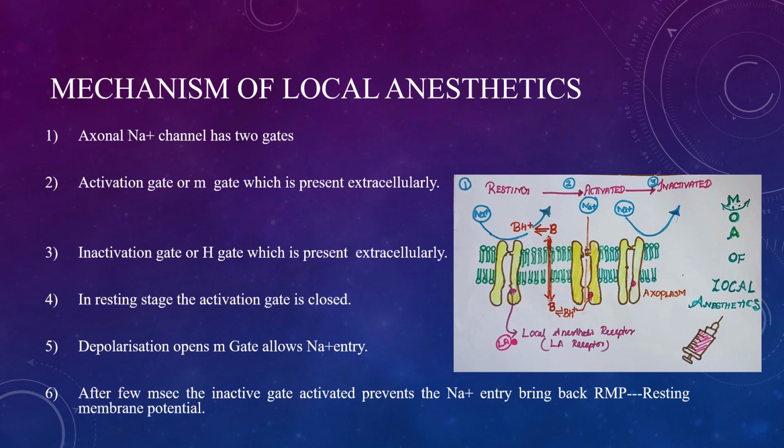Dear students, today's topic we will discuss regarding the mechanism of local anesthetics. So this is the diagram of the local anesthetics. Do you know what is meant by local anesthetics? There are some physicochemical properties which are important in determining its action, that is partition coefficient and pKa. These are the two physicochemical properties which play an important role in its mechanism.